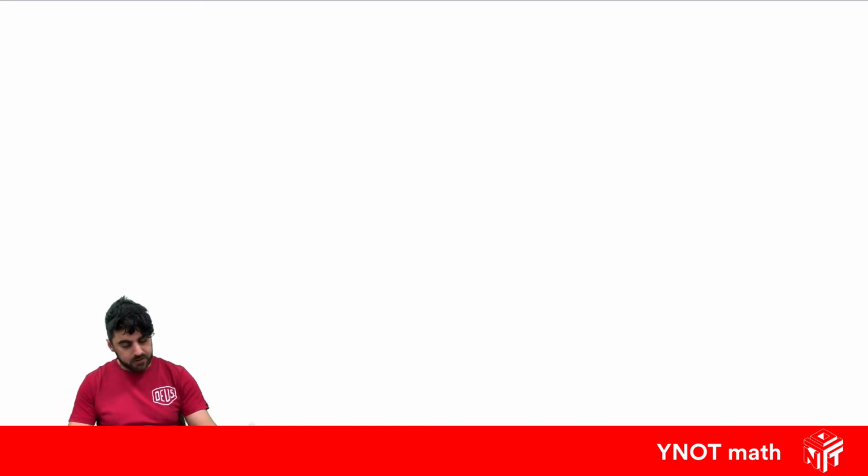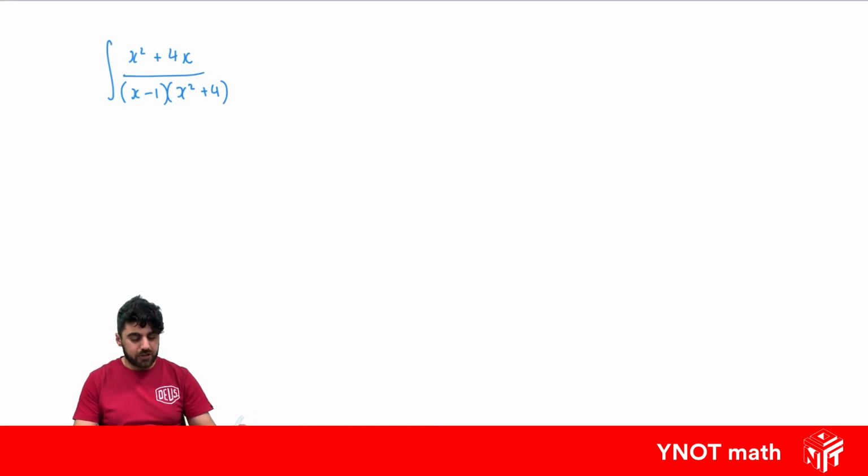Let's look at another example. The integral of x squared plus 4x all over x minus 1 times x squared plus 4. So we know this can be broken up into partial fractions because the degree of the denominator, that's a 2 and a 1, which makes 3, and this degree is 2, and this is less than this one.